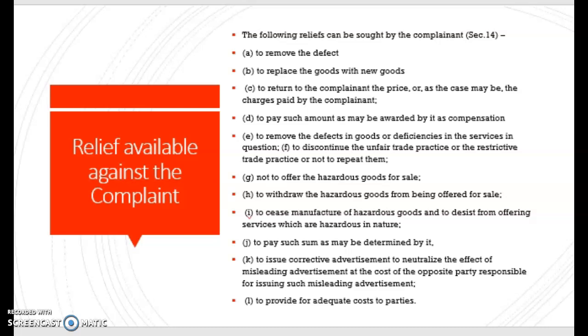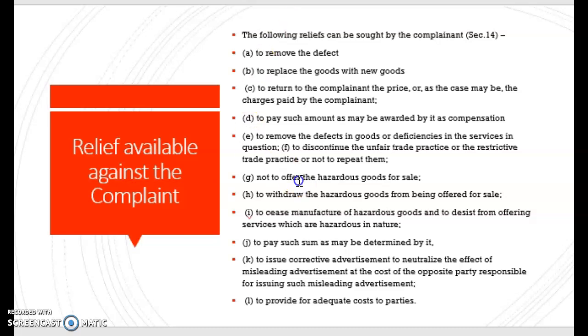like for example to remove the defects, to replace the goods with new ones, to return to the complainant the price or the charges paid by the complainant, as the case may be, to pay such amount as may be awarded, to discontinue the unfair trade practices, and not to offer hazardous goods. So there are various reliefs that a complainant can ask for before the court of law.